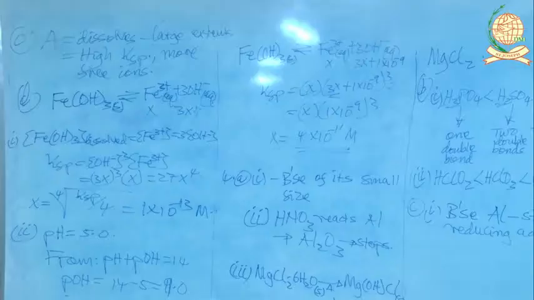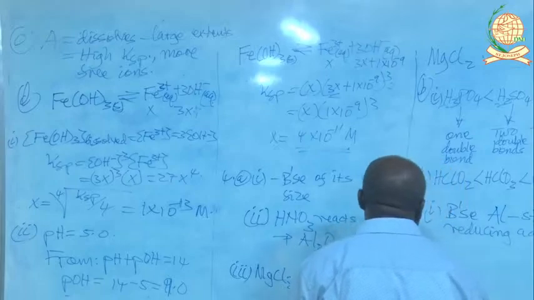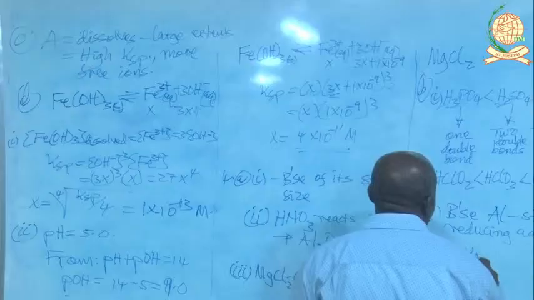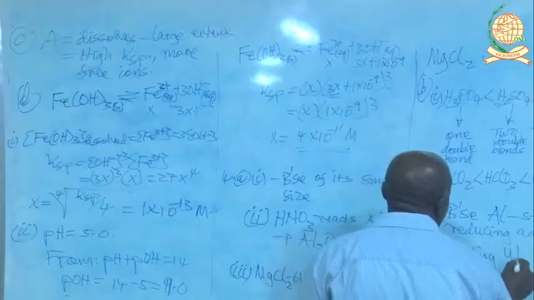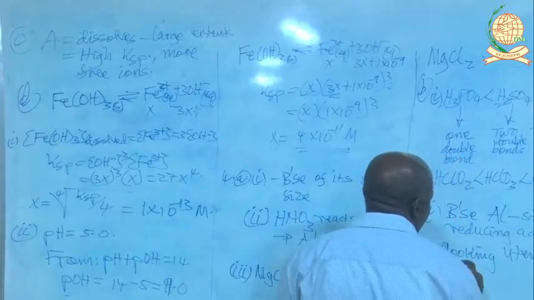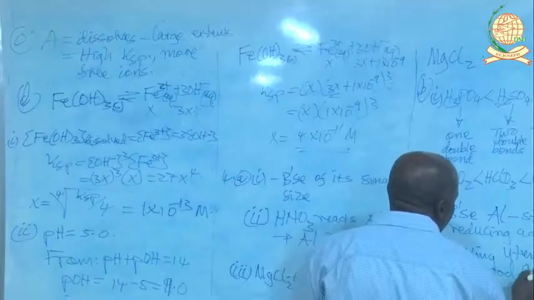Then Roman 2. What properties make aluminium be used in making cooking utensils and aircraft body buildings? Now, what makes aluminium to be used in making cooking utensils? This is because aluminium is a good conductor of heat.